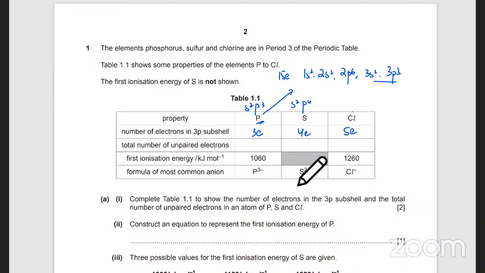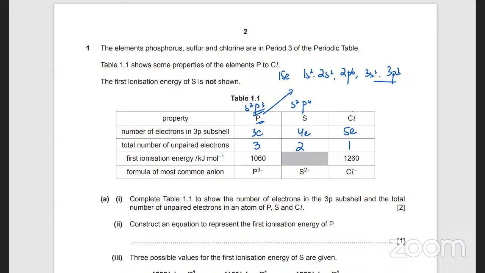अच्छा, so what's the total number of unpaired electrons? If you've got 3 electrons in the p, how many unpaired do you have? 3. ठीक है, because p has 3 orbitals, so all of them would be unpaired, ठीक है। If you have 4 electrons in the p, how many unpaired would you have? 2. ठीक है, that's going to be 2. क्योंकि px would be paired, py, pz would be having 2 electrons. And if you have got 5 electrons, तो फिर कितना होगा in the p? 1. ठीक है, that's 1.